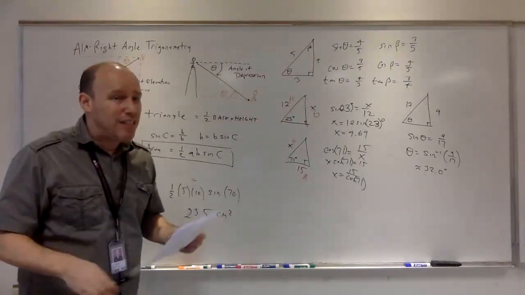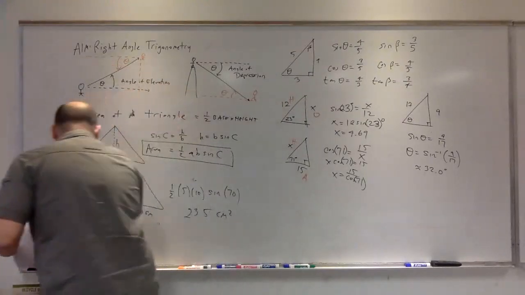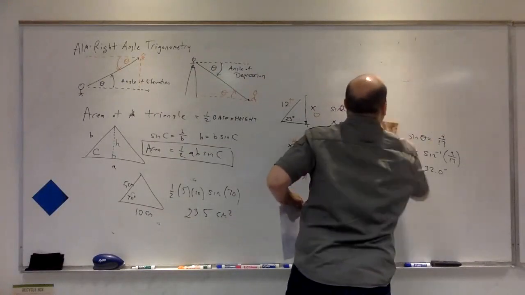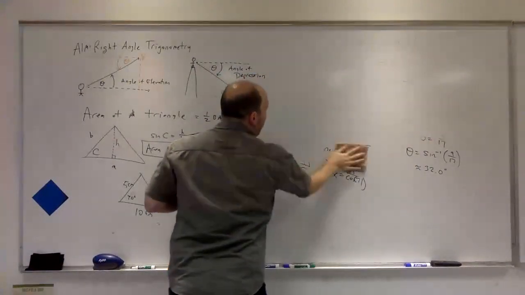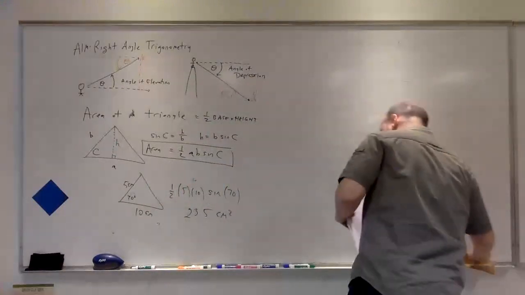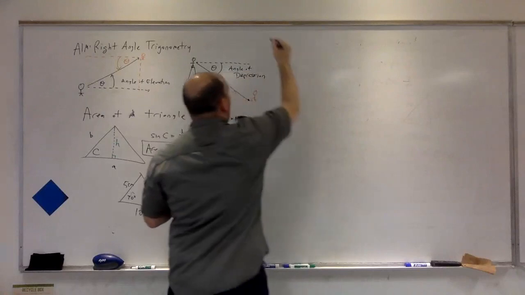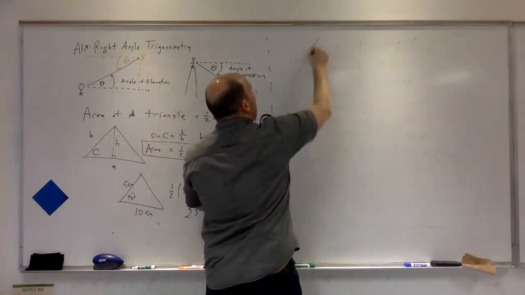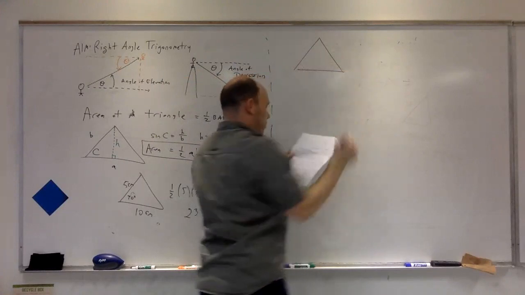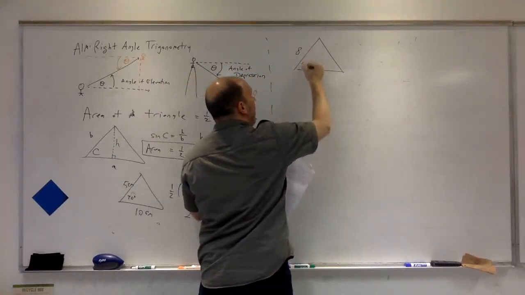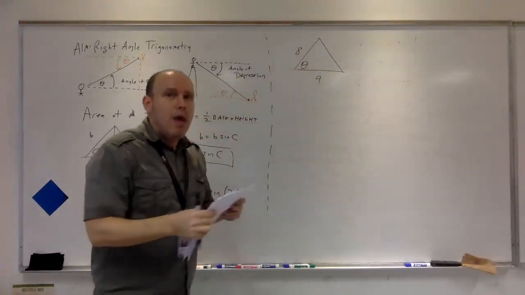Now, we're advanced math, so we have to deal with another problem. And so I say to you, let me erase this board. I say to you, if I give you two sides and the area, can you find the included angle? For example, I say that we have a triangle here, and I'm telling you that the two sides are 8 and 9, and the included angle is theta.